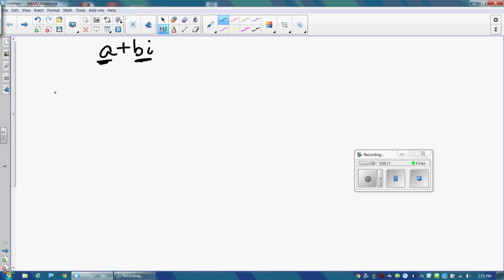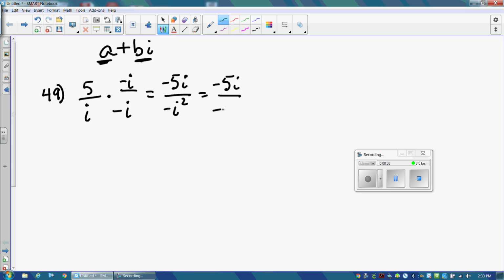So number 49, the problem is 5 over i. And you can never have an i in the denominator. So to get rid of that, I'm going to multiply by its conjugate, which is negative i. If I do that on the bottom, I have to do it on the top. So on the top, I get negative 5i, and on the bottom, I get negative i squared. Well, i squared is negative 1, so that's a negative times a negative 1. So that's negative 5i over negative times negative 1 would be 1, or just negative 5i.